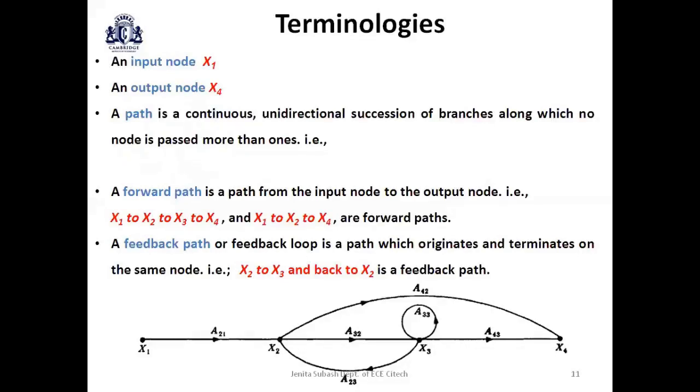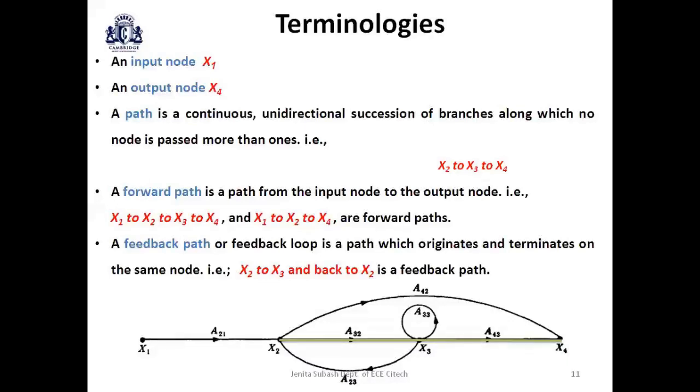A path. A path is a continuous unidirectional succession of branches along which no node is passed more than once. That is, x1 to x2, x2 to x3 and x3 to x4 can be called a path, or it can be x1 to x2 to x4, or it can be x2 to x3 to x4.